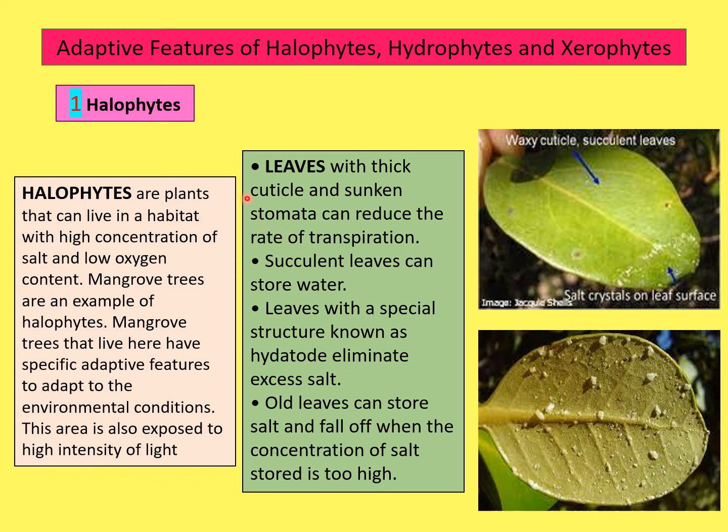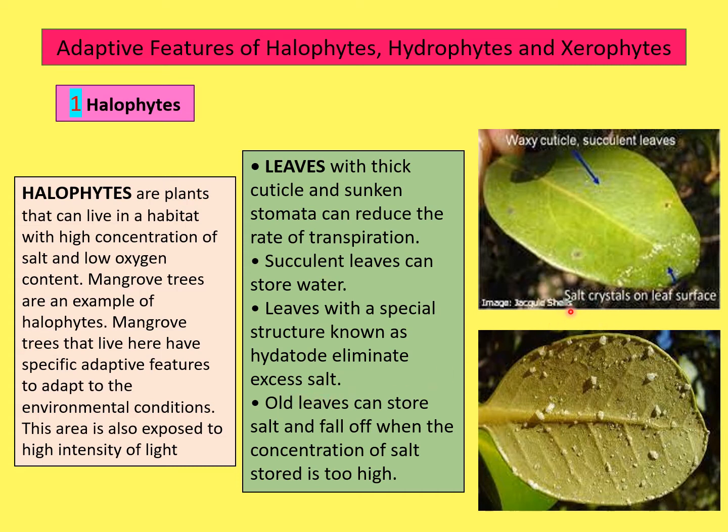Okay, we look at the first one, feature, leaf. Leaf with thick cuticle and sunken stomata can reduce the rate of transpiration. Okay, sunken stomata means the stomata is not directly exposed to the surface of the leaf, so it can reduce the rate of transpiration. Succulent leaf can store water, so the leaf are thickened and fleshy, so that can store more water. Leaf with a special structure known as salt gland eliminates excess water.